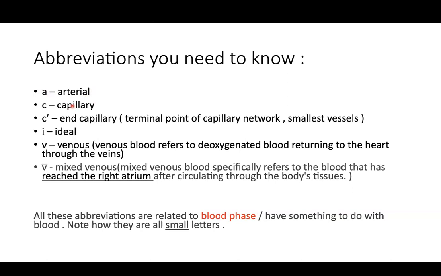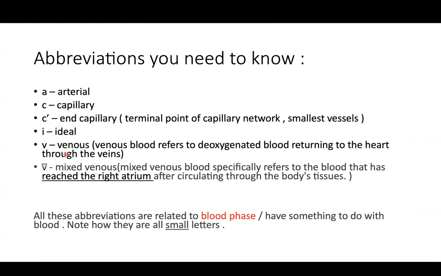So small a is arterial, small c is capillary, small c with the little comma on top is called end capillary, and end capillary is the terminal point of the capillary network, which means just the ending of the capillary is the end capillary, quite simple. Ideal is I, V is venous, and V with the bar on top is mixed venous.